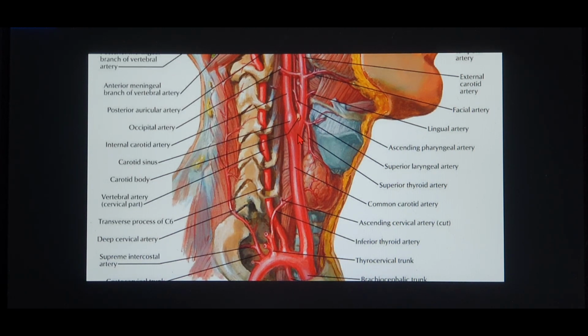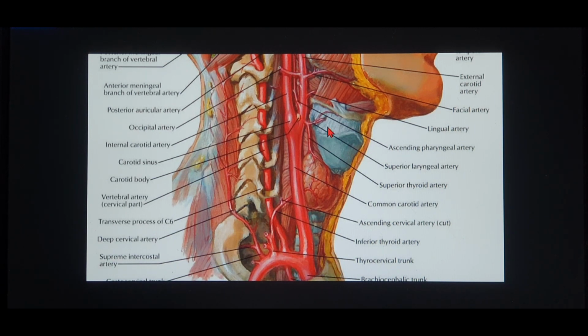So this is very important to understand, because this vertebral artery is eventually going to form the posterior circle of Willis, and which unites to the anterior circle of Willis in the MCA and the ACA. So that's the cervical segment.